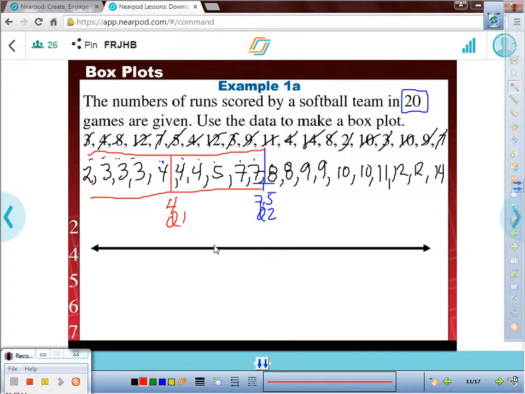So far so good? From there, I'm going to the upper set of data. Also, we have 10 numbers, so we go 1, 2, 3, 4, 5. The median should be right here. There is none, so I add these 2. 20 divided by 2, that is 10, and that is my Q3. So far so good? Yes.